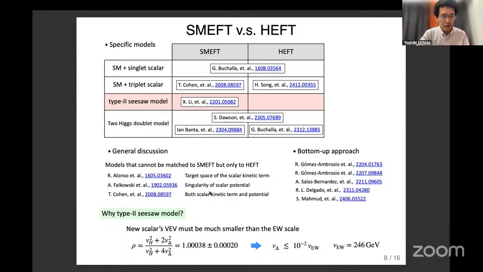And in today's talk, we focus on the type 2 seesaw model, because in my mind, the type 2 seesaw model is very interesting. I mean, the new scalar vev in the type 2 seesaw model must be much smaller than the electroweak scale. So in order to avoid the rho parameter constraint, the triplet vev must be much smaller than the electroweak scale. So that's why we focus on the type 2 seesaw model.